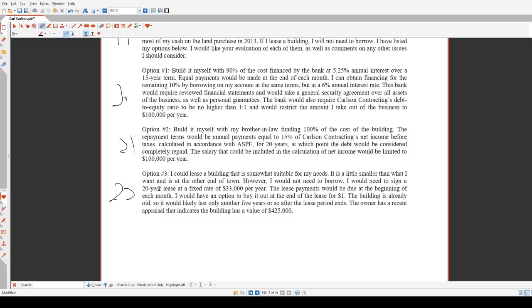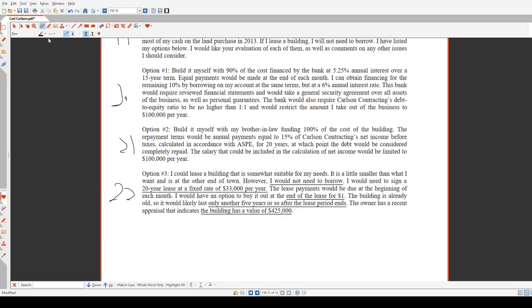It is smaller than what I want, however, I would not need to borrow. So I'm highlighting, underlining this because this is a qualitative point that I'm going to use in my discussion actually. Maybe he has a tolerance for not wanting to borrow. It seems quite common. He's talking about how he doesn't want to borrow money anyways. I would need to sign a 20-year lease at $33,000 per year. The lease payment would be due at the beginning of each month. I would have the option to buy it out at the end of the lease for $1. The building is already old, so it lasts only another 5 years after the period ends. The owner has a recent appraisal that indicates the building has a value of $425,000.